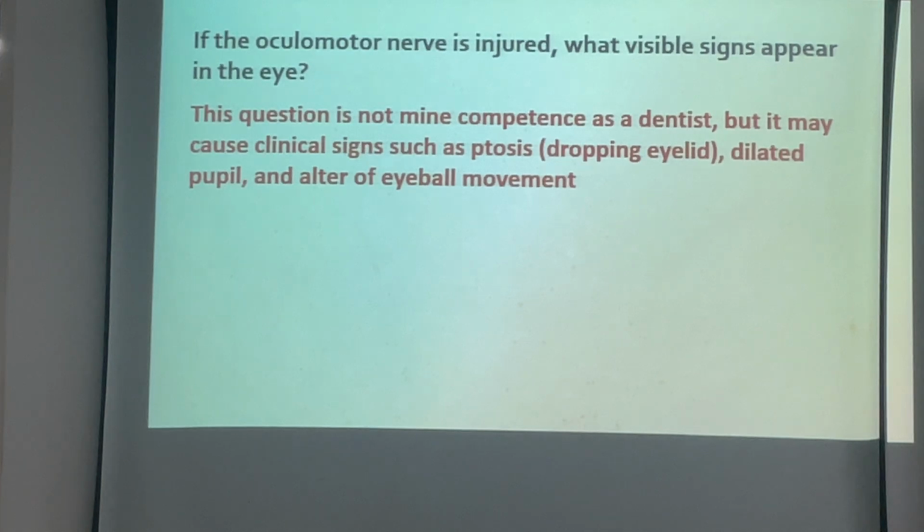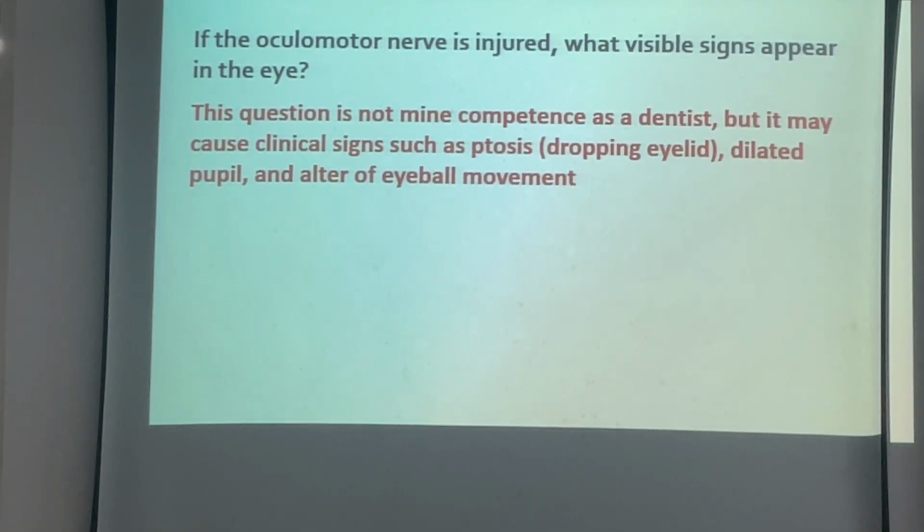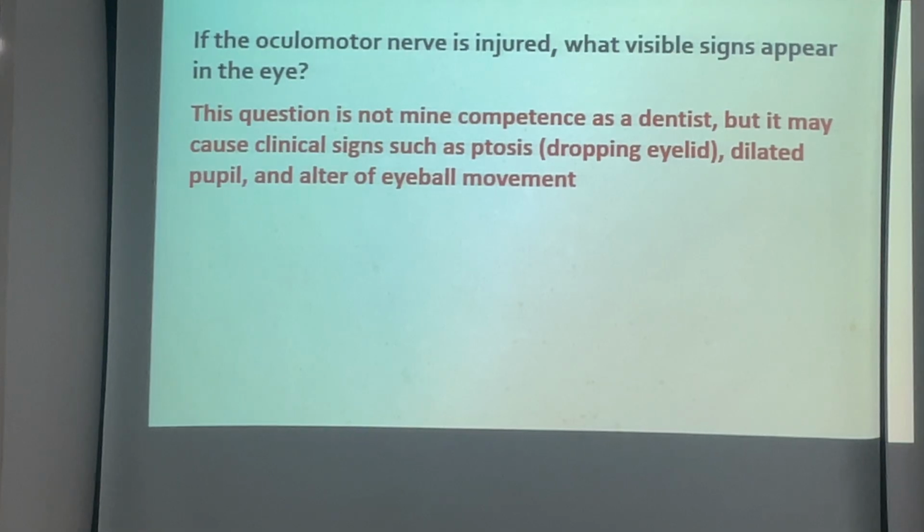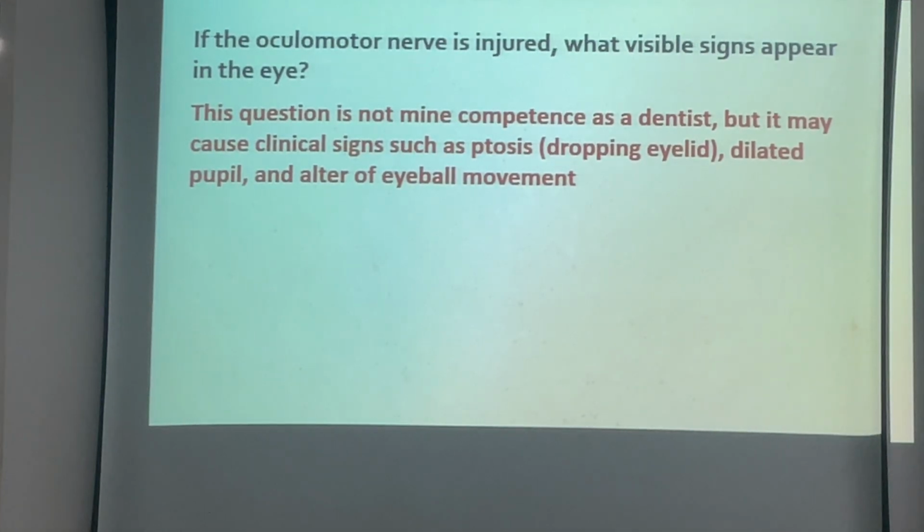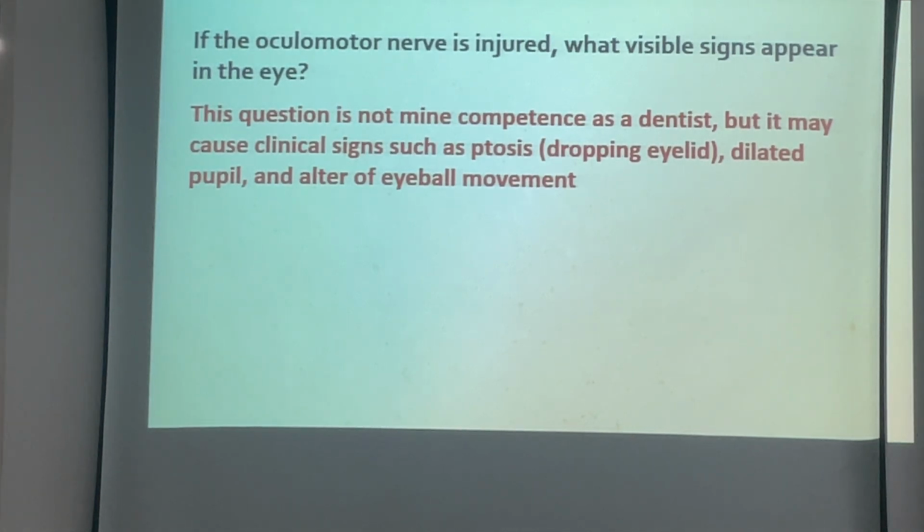And this is the last question. If the oculomotor nerve is injured, what visible sign appears in the eye? This is not a question for the dentist. It's not my competence as a dentist, but I tried to find the answer. The answer is ptosis. How to spell it? Ptosis. So the eyelid will drop because the oculomotor nerve controls it. The oculomotor nerve also controls pupil constriction, so it causes a delayed pupil, and also alters the eyeball movement.